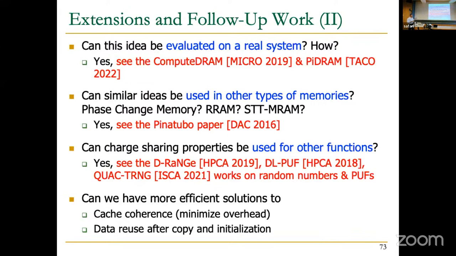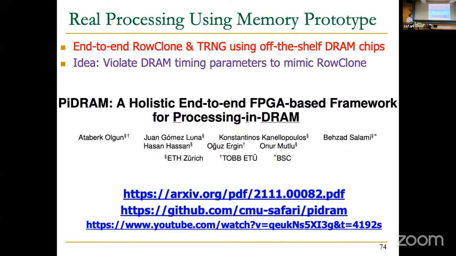You can do the same thing in other memory technologies like phase change memory or flash devices, the Pinatubo paper and also Flash-Cosmos, which I'm going to talk about soon. You can do other things other than initialization, for example, random number generation or physically unclonable functions. But you still need efficient solutions for coherence and data reuse. There are some solutions for coherence, but they are not necessarily the best one.